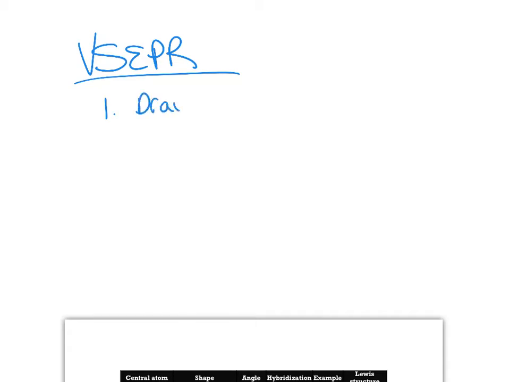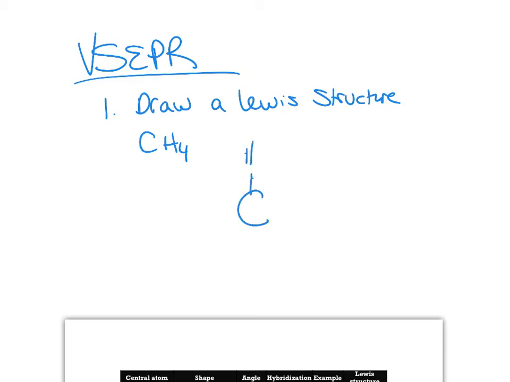Remember when we did Lewis structures, I said make sure you are good at these because that's the most important part. So if I'm going to draw a Lewis structure of something like CH4, we'll start nice and easy. I would go through my whole process here, count my valence electrons, but I know that CH4 just looks like this. CH4 has 4 electron domains around it. Each bond counts as an electron domain.